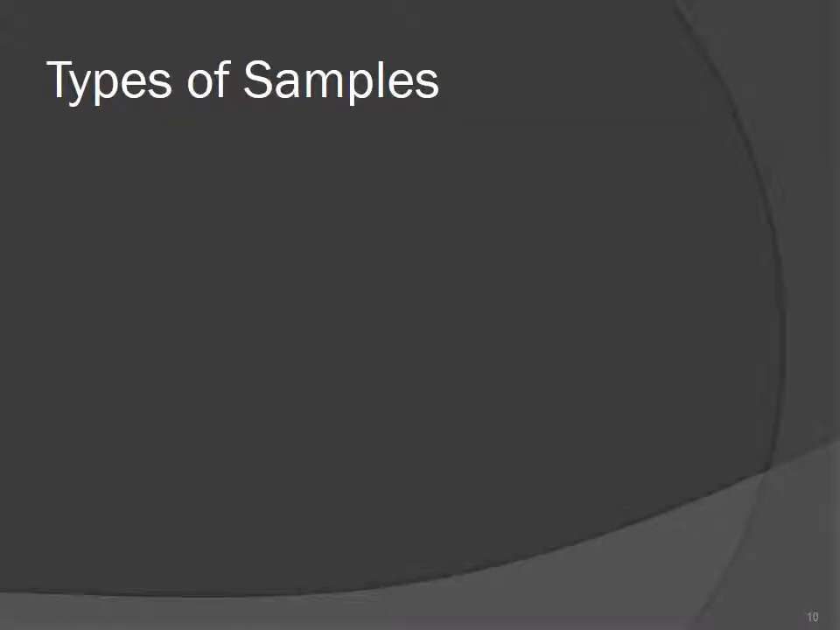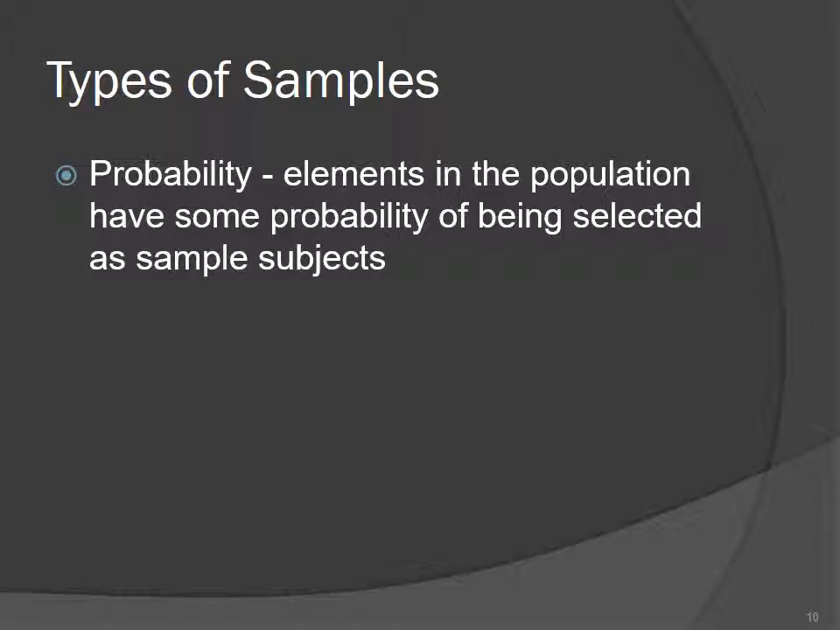Types of samples that you might have: a probability sample, which means everybody in the population has an equal chance of being selected as part of the sample.